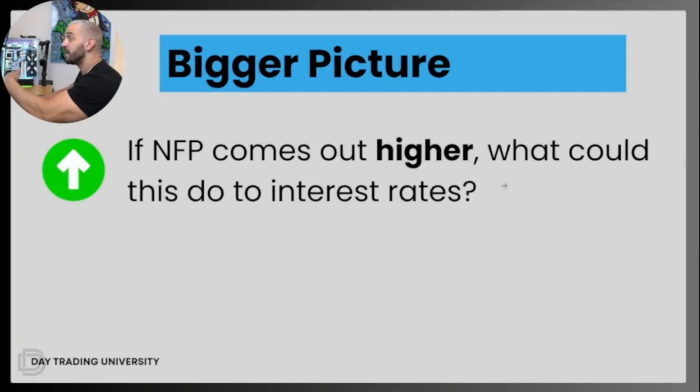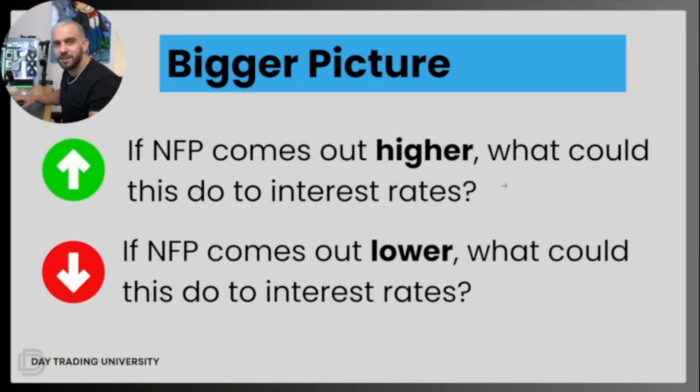And number 3 is bigger picture. This answers the question, if NFP does come out higher, what could this do to interest rates? Or if NFP comes out lower, what could this do to interest rates? This is super important because remember, interest rates are what move the markets long term. So for example, if you know that higher NFP means higher interest rates, and you also happen to know that higher interest rates seem to be bad for gold or NASDAQ or Dow Jones, then when NFP comes out higher, you're going to know the direction of the markets because you know the direction of interest rates based on NFP. Now, just to be clear, higher NFP doesn't always mean higher interest rates. This is why paying attention to those speeches from the Federal Reserve, like I showed you earlier, is super important.